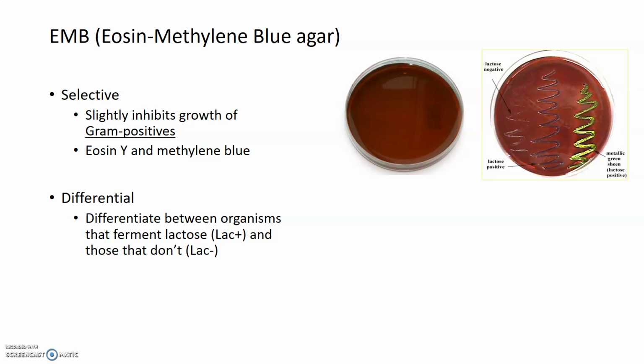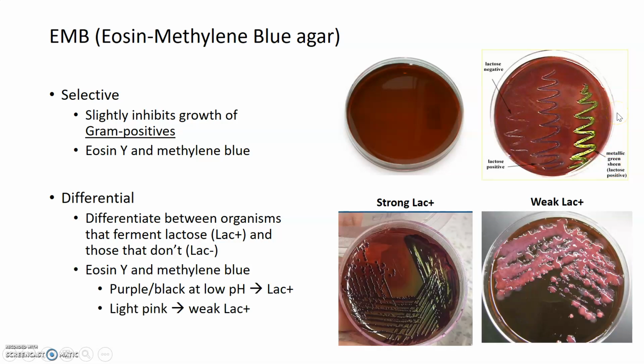And the main thing that EMB can differentiate between are microbes that can ferment lactose, or lac-positive microorganisms, and microbes that can't, or lac-negatives. And you can see here a lactose-negative microorganism growing on the far left, a lactose-positive growing in the middle, and then another lactose-positive growing on the far right.